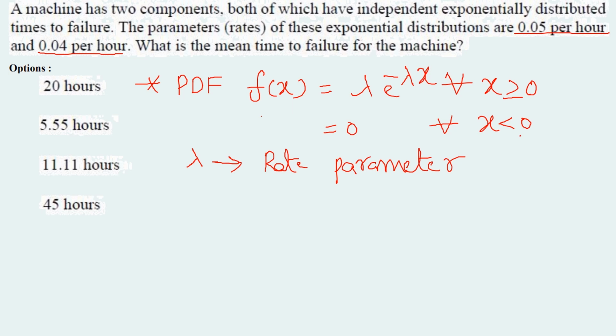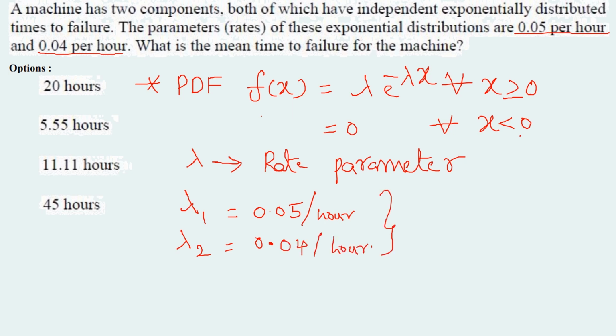and in the problem it is given as lambda 1 equals 0.05 per hour, lambda 2 equals 0.04 per hour. These are the two rate parameters for the two components in the machine. Now we need to find the mean time to failure.